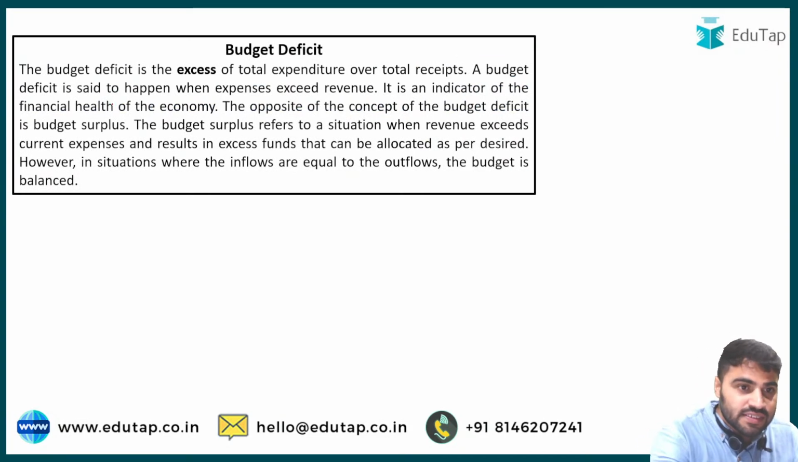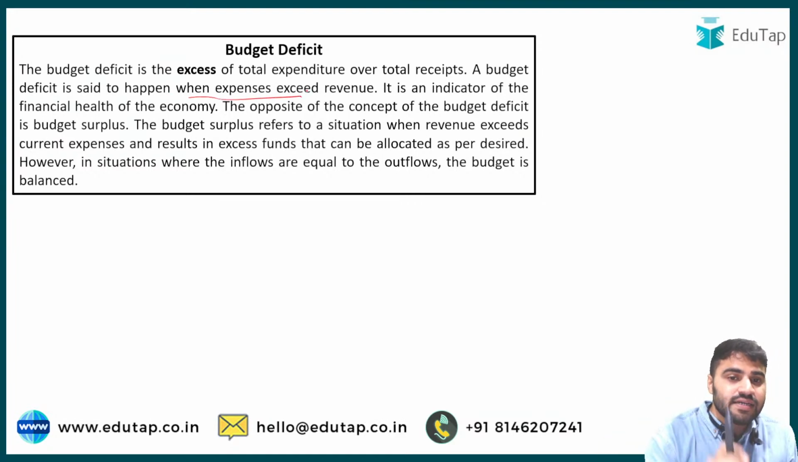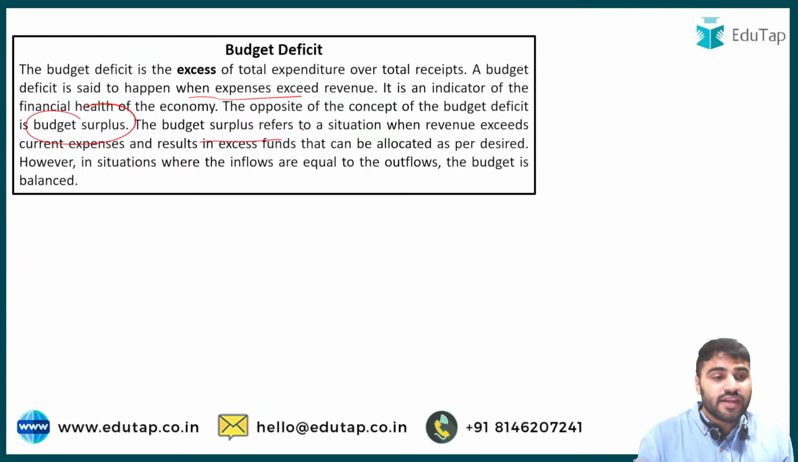A budget deficit is said to happen when expenses exceed revenue. It is an indicator of the financial health of the economy. The opposite of the concept of the budget deficit is budget surplus. The budget surplus refers to a situation when revenue exceeds current expenses and results in excess funds that can be allocated as desired.